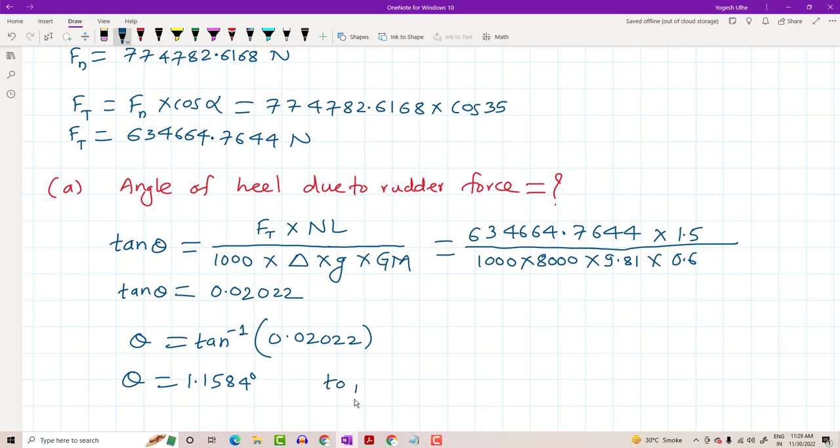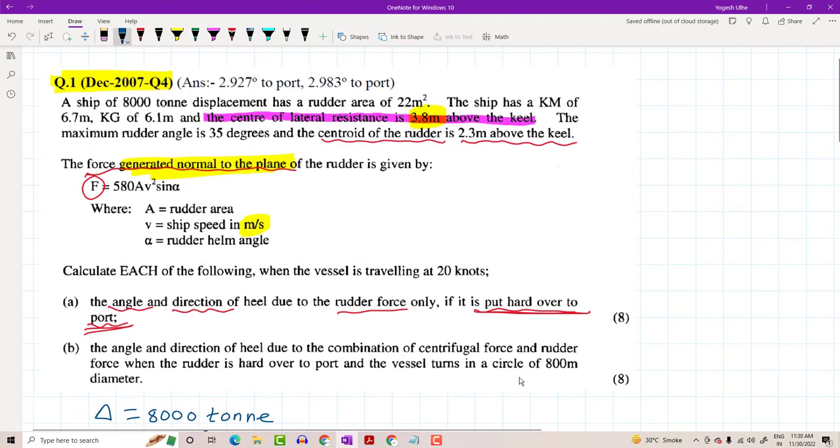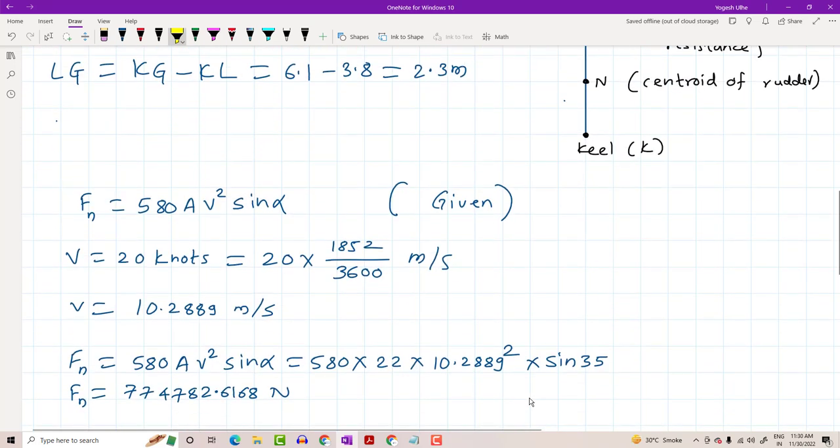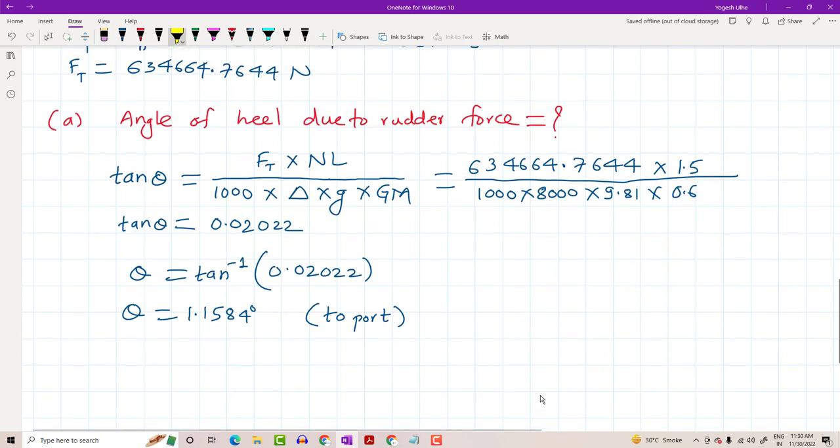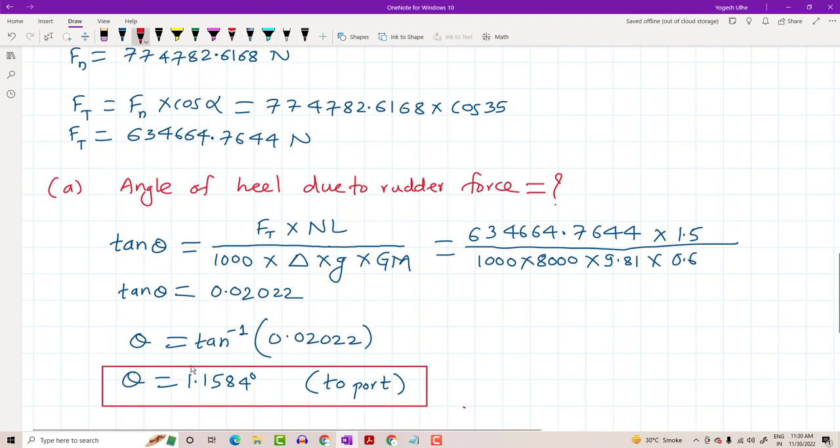And it is to the port side, guys. Why is it to the port side? Because in the question they said it is put hard over to port, which means the angle of heel due to rudder force will be to the port side. Getting my point? So before going further, everyone, please start writing down this discussion of the A part.